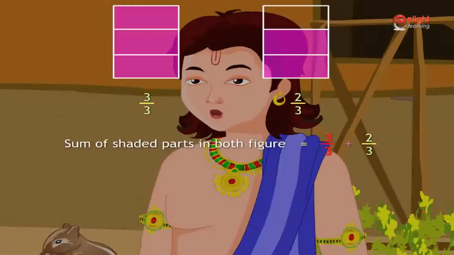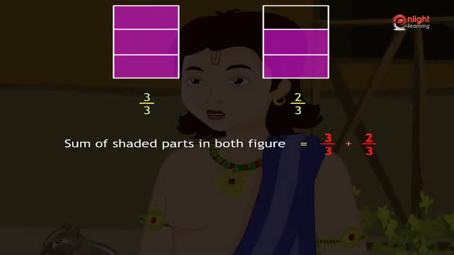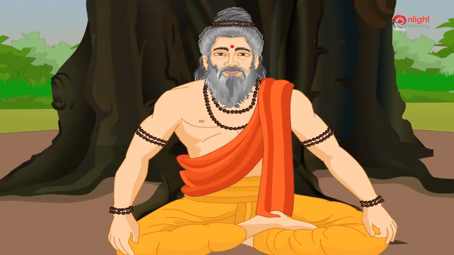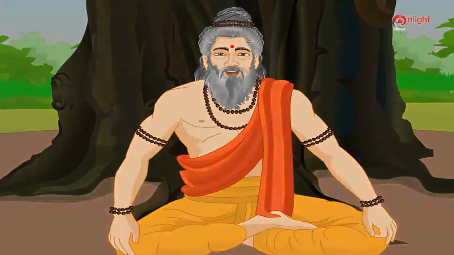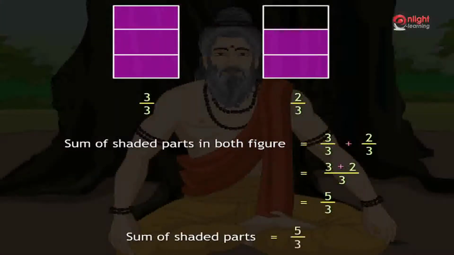3 by 3 and 2 by 3 are like fractions. So, to add the like fractions, we have to add their numerators. Hence, the sum of 3 by 3 and 2 by 3 is 5 by 3. Good. So the figure represents the fraction 5 by 3.